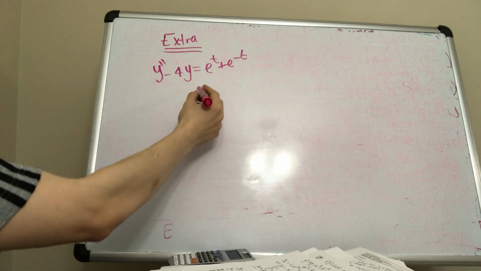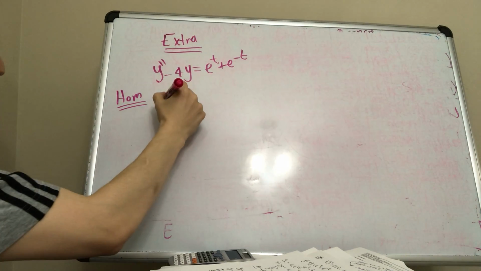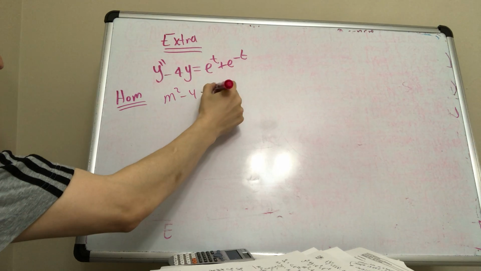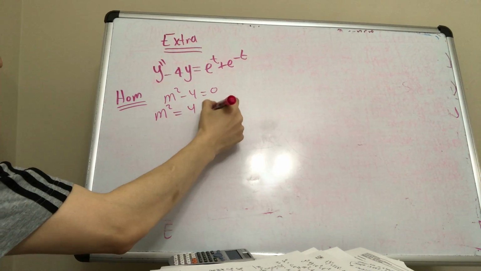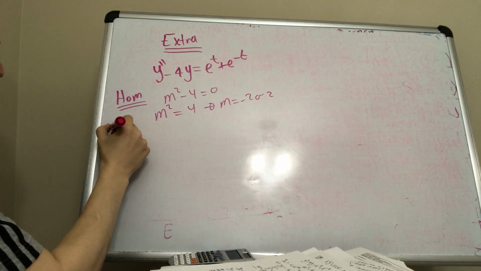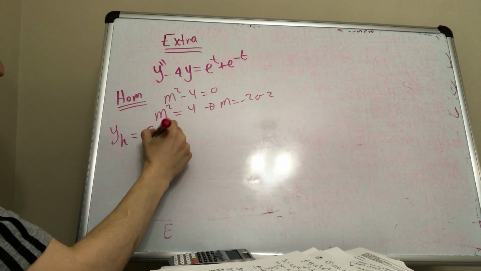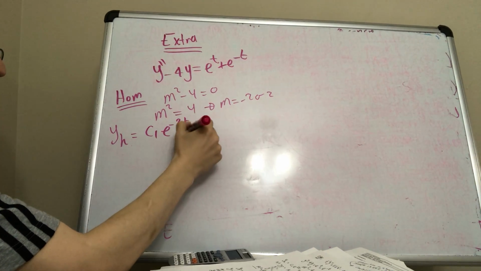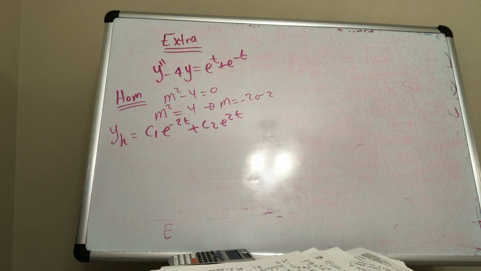So, similar to the previous one, you start with the homogeneous solution. m squared minus 4 equals 0, m squared equals 4, then m equals minus 2 or 2. So the homogeneous solution in this case would be C1 e to the minus 2t plus C2 e to the 2t. So, straightforward. Now we're going to do the concept we did last time, which is comparing coefficients.